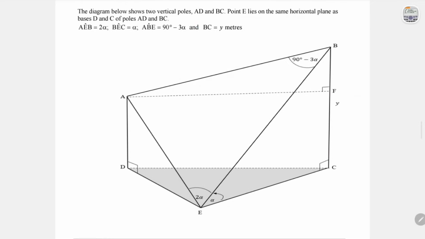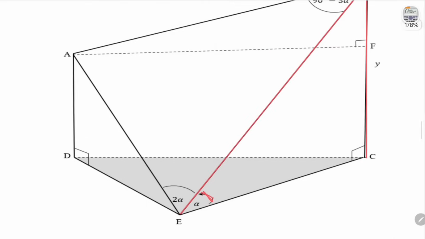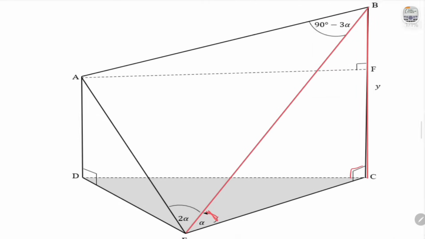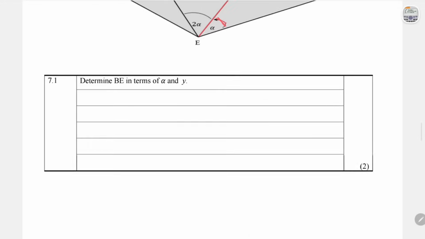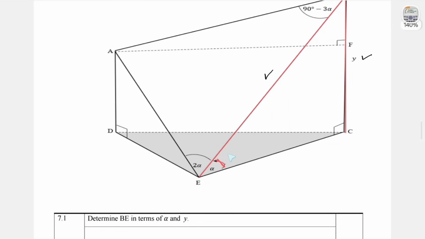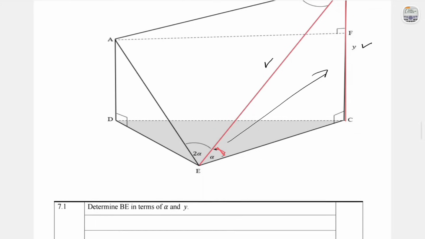Okay, in terms of alpha and y, since we're trying to find BE, we would be using this triangle over here, BEC. Because this is a right angle triangle, we can use trig functions on this. So using alpha as our reference angle, y because it's a side we actually have, and BE since it's the side that we are looking for. So we are using the opposite and the hypotenuse. Opposite and hypotenuse means that we need to use sine, in SOHCAHTOA.